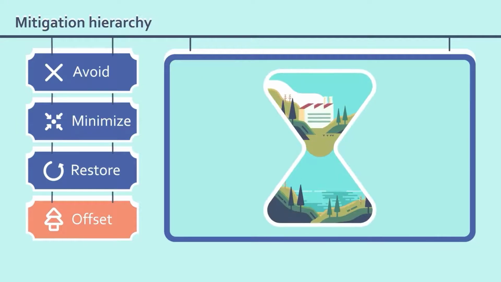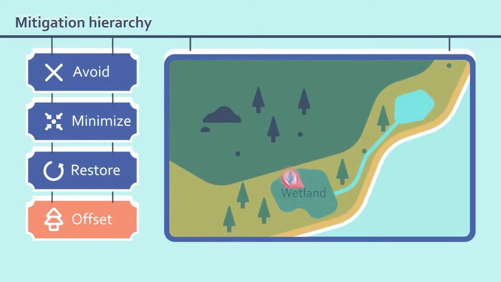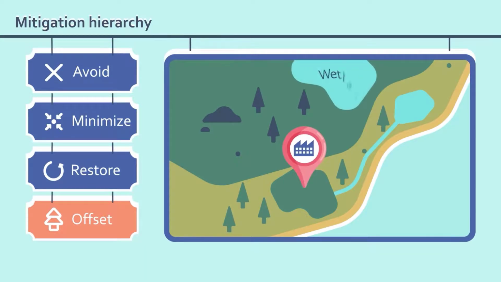Offset or compensate for impacts as a last resort. For example, if you build in a wetland, you would need to build a wetland somewhere else.